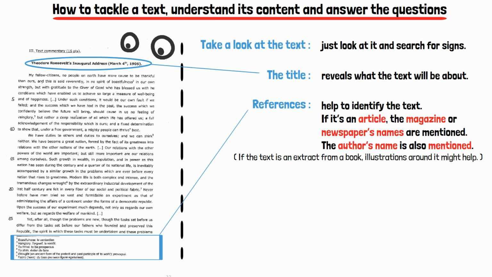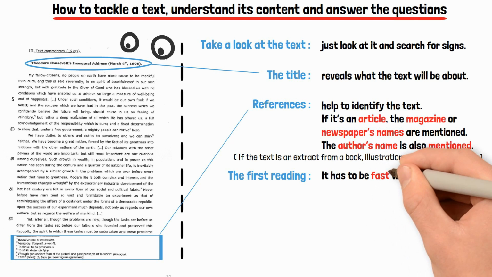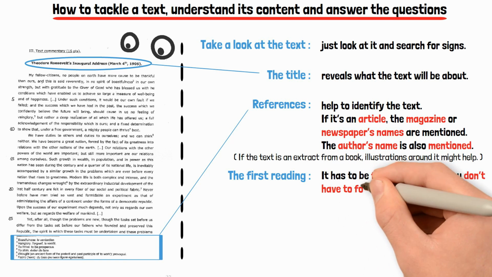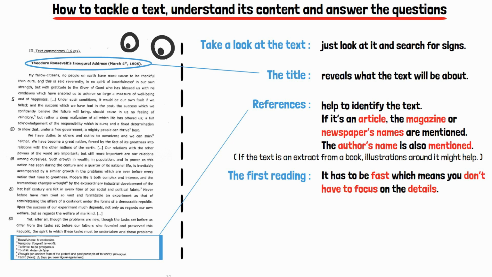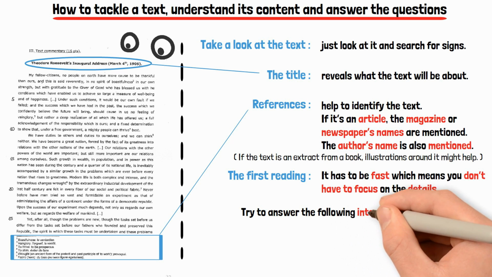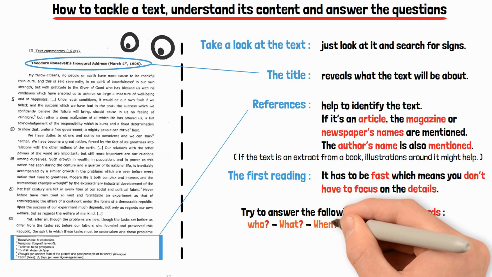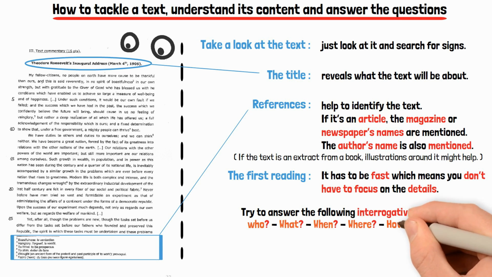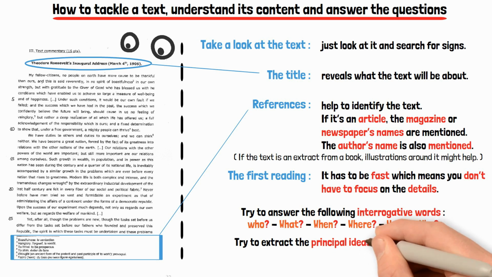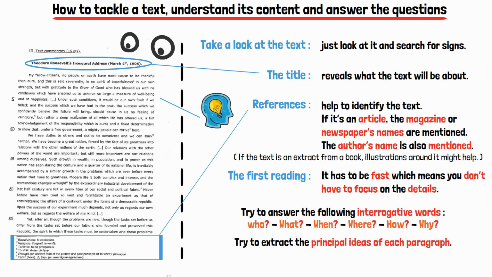After doing that, you start the first reading. It has to be fast, which means you don't have to focus on the details. Try to answer the following interrogative words: who, what, when, where, how, and why. Try to extract the principal ideas of each paragraph while doing the second reading.